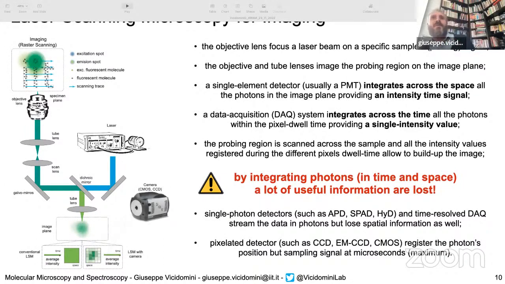So another approach is to use a camera, a pixelated camera, a CMOS or a CCD. In this case, you preserve the spatial information because you can make an image of your probed region, but unfortunately, these cameras are really slow. So the scanning cannot be really fast. And on top of that, you are losing the very fast dynamics of your fluorescence. For example, you are losing the fluorescent lifetime information and so on. So it was clear at the time that laser scanning microscopy has a limitation, and unfortunately, technology was not able to compensate and overcome this limitation.